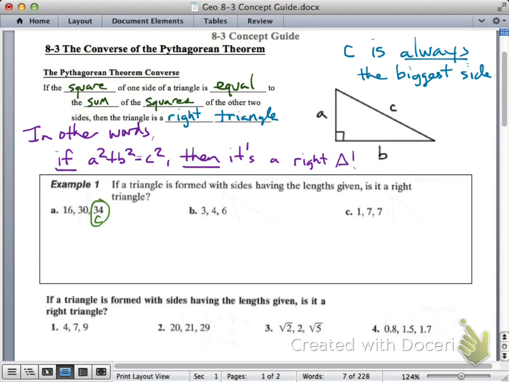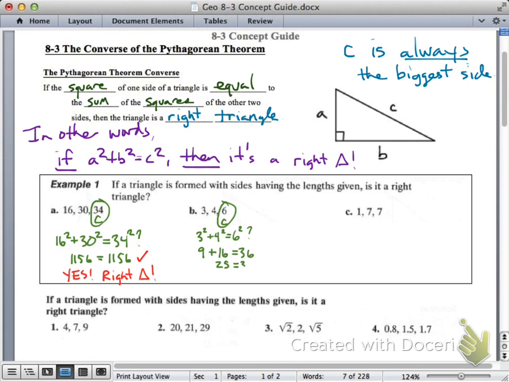So throw that into the formula. 16 squared plus 30 squared. Does that equal 34 squared? Yes, it does. 1156 equals 1156. So yes, that is a right triangle. For part B over here, we'll identify that C is 6, the biggest side. So does 3 squared plus 4 squared equal 6 squared? 9 plus 16 does not equal 36. So no, that is not a right triangle.